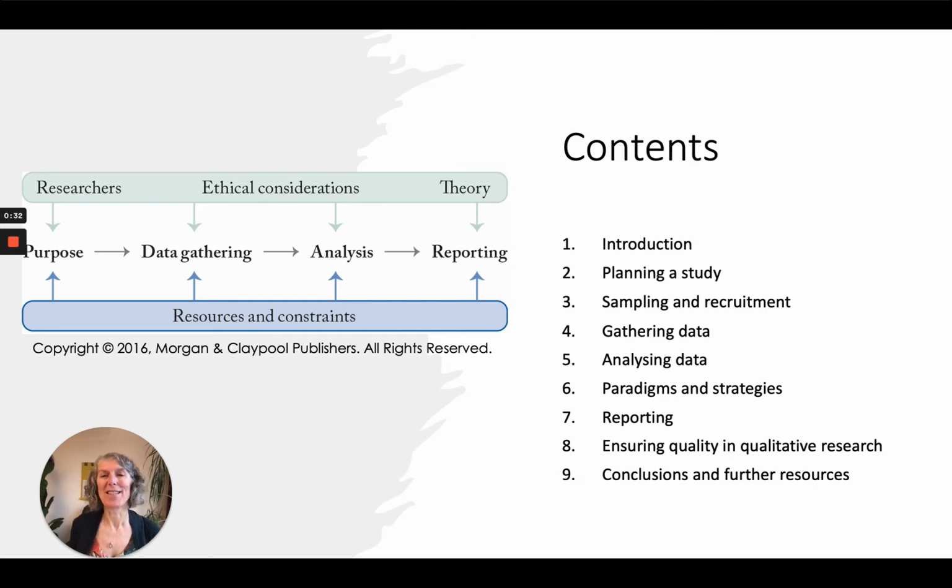Overall, this is the contents list. We take you through the process of planning, conducting and reporting a qualitative study, involving all the steps from considering what the point of a study is, what's its purpose, through the key steps of data gathering and analysis to presenting the results, including an account of all those things that you have to take account of along the way, such as your properties as a researcher, ethical concerns, any theory you might be drawing on, and resources and constraints that you're working with.